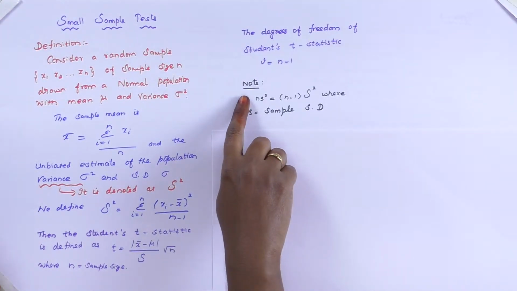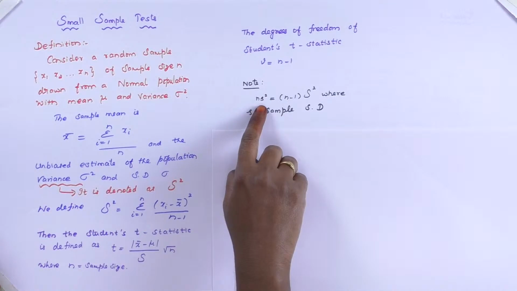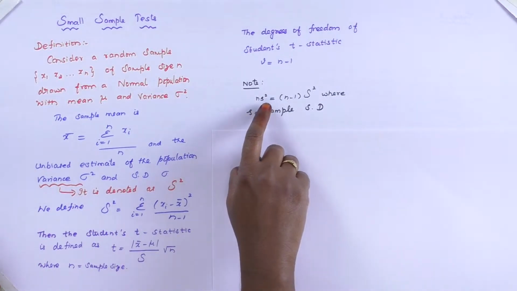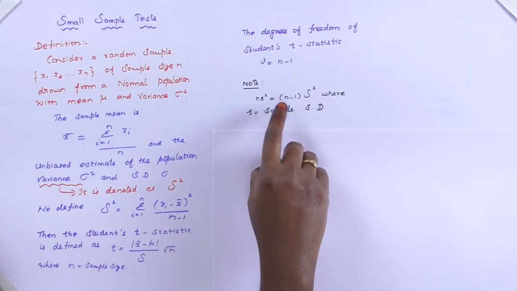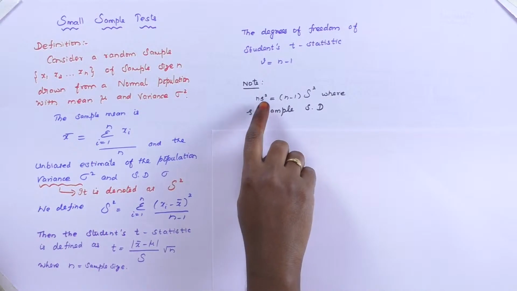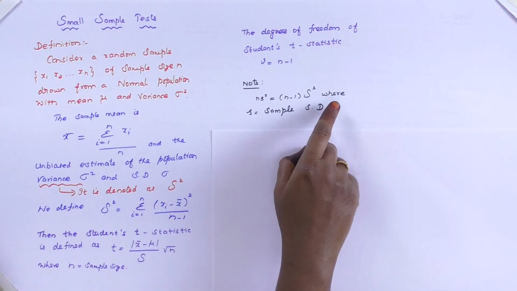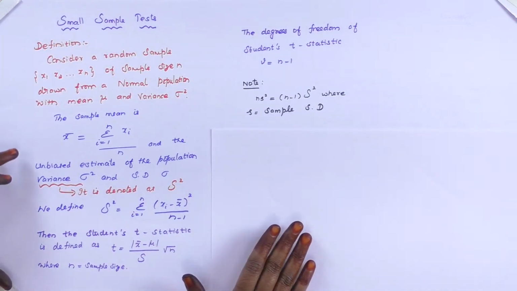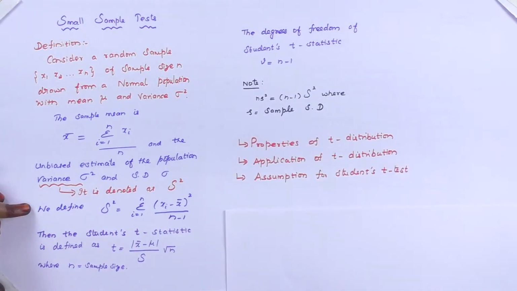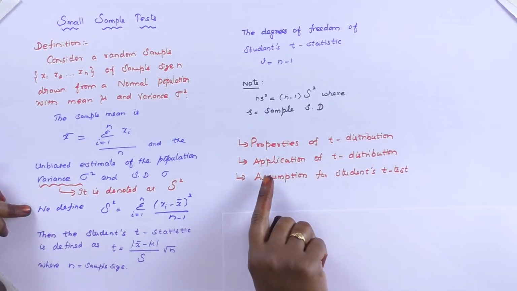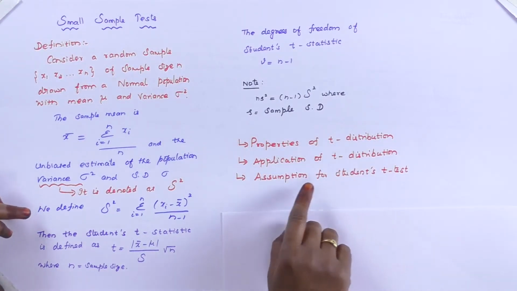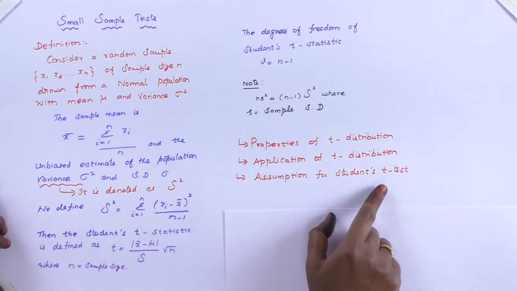Okay, now one note: small n into small s square. Small s is the sample standard deviation. If the sample standard deviation is given, we need to calculate n s square, which is equal to n minus 1 into capital S square, where capital S square refers to the population variance. Here we have three categories for the student's t-test: first, properties of the t-distribution; second, applications of the t-distribution; third, assumptions for the student's t-test.